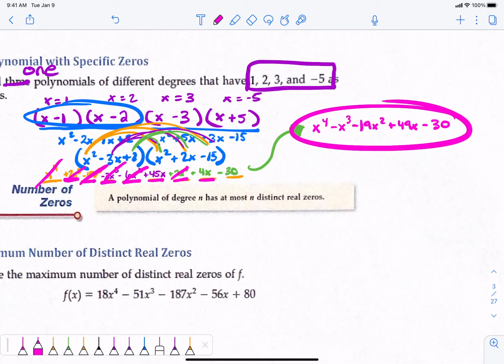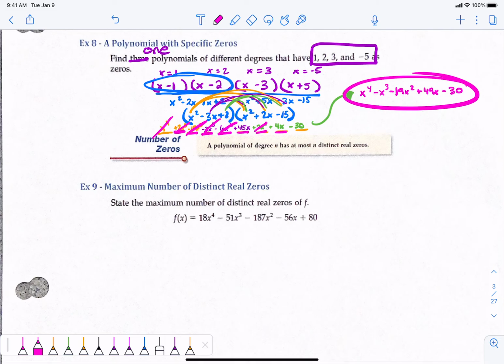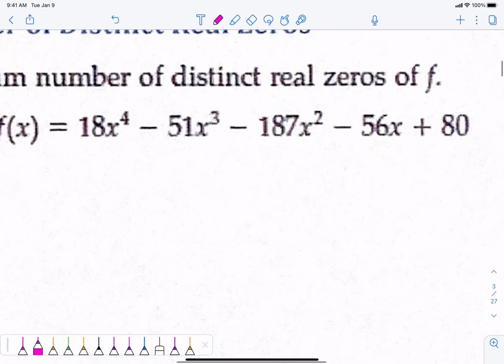Holy cow, that's a lot. Woo! Okay, last question. This is nice. I really like this one. Okay, number 9 says state... Maybe we should skip it. Nope. We like this one.